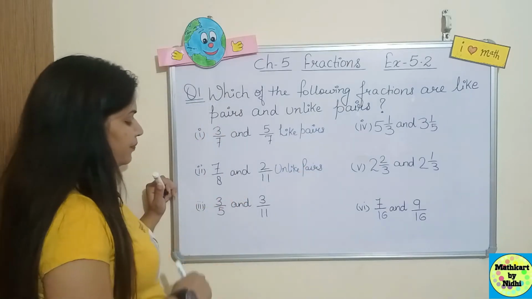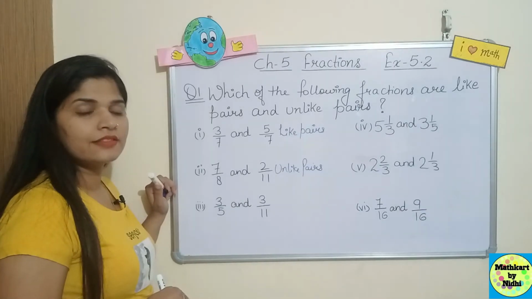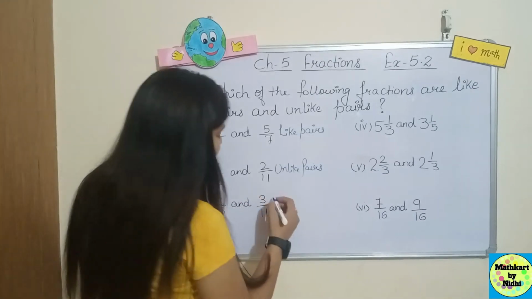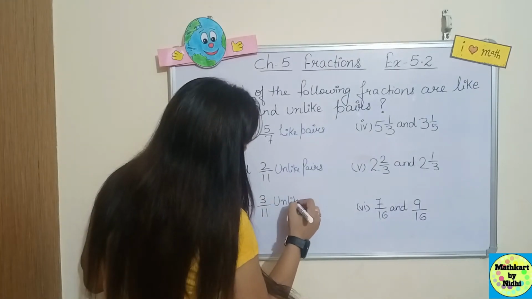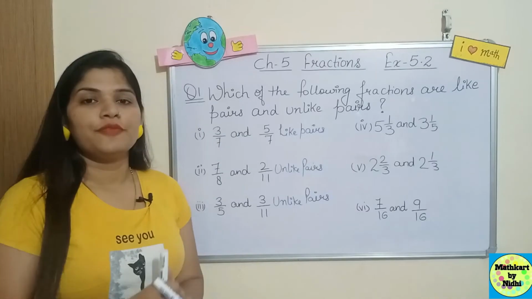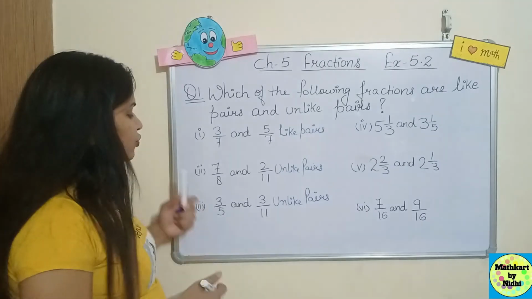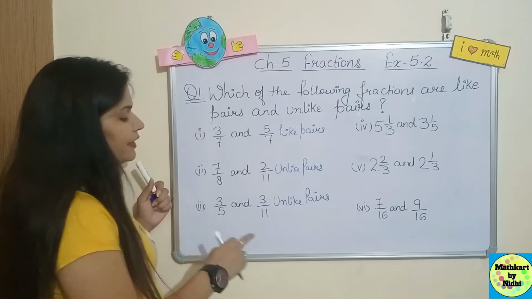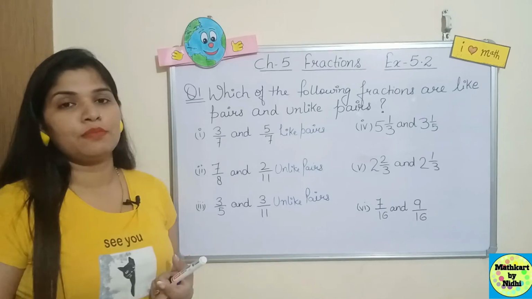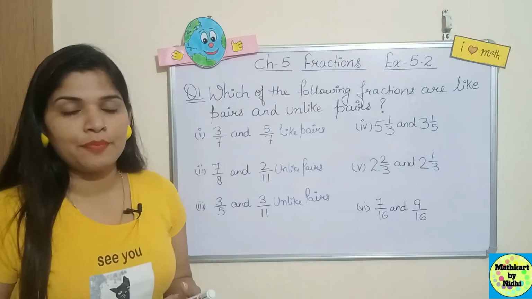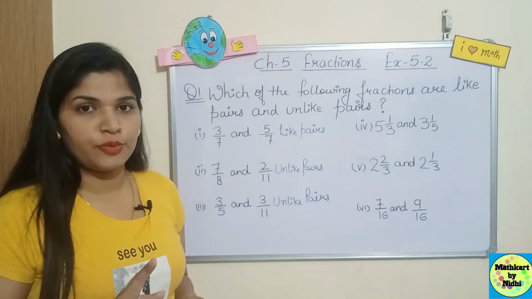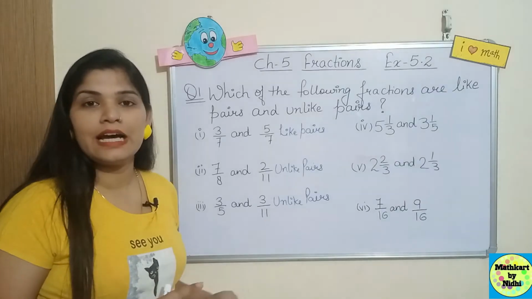3/5 and 3/11. Are these like or unlike? Yes? No, it is unlike pairs. Why? I am just telling you right now. Students, the definition of unlike fractions says that we need to check the denominators. Here you may say, ma'am, numerators are same but denominators are different, so that means it is like? No, it is not. Always keep in mind that while identifying like and unlike pairs, we need to check only the denominator, not the numerators, right? So here denominators are different, so these are unlike pairs.